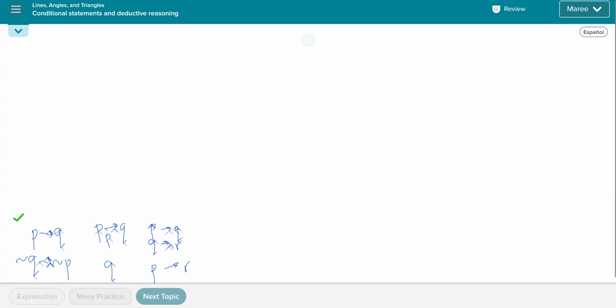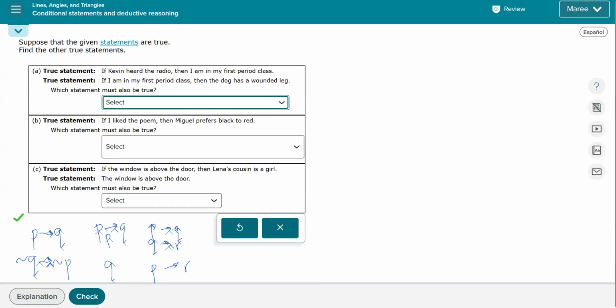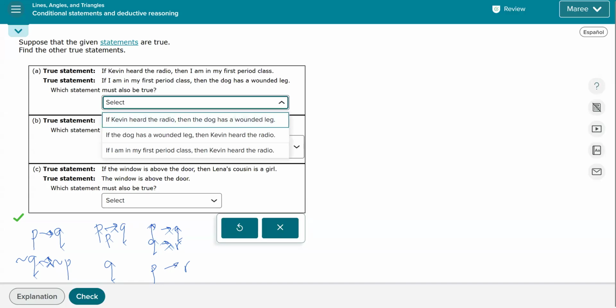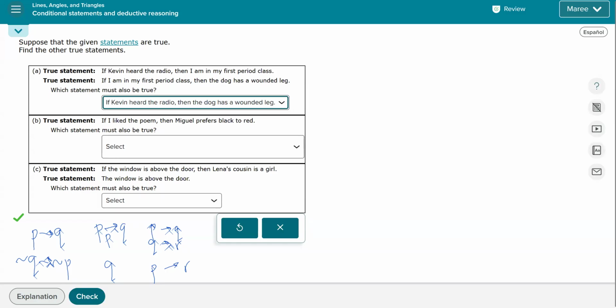Let's do one more. If Kevin heard the radio, then I am in my first period class. If I am in my first period class, see how that second part matches the first part? So what's also true is the first part of the first one goes with the second part of the second one. So we say, if Kevin heard the radio, then the dog has a wounded leg.